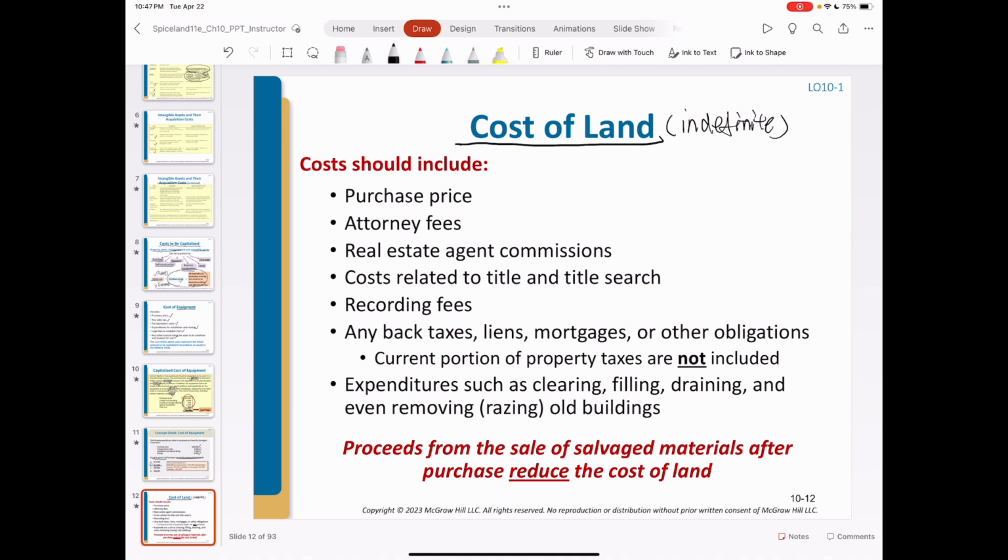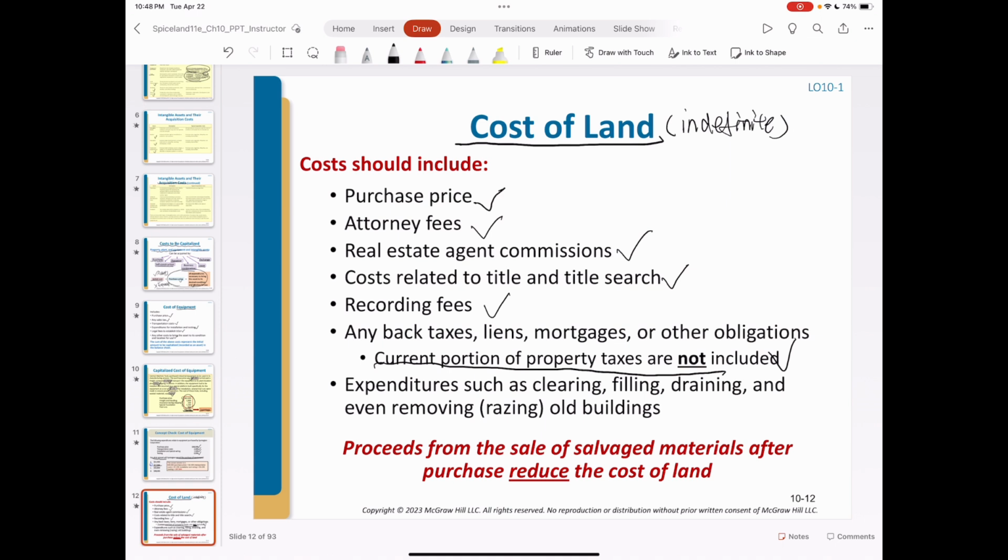Similar to the cost of equipment, the cost of land includes multiple costs. Typically, purchasing price, attorney's fee, agent commissions, title cost, recording fees, all this. While the current portion of property tax is not included, because this is a recurring cost.